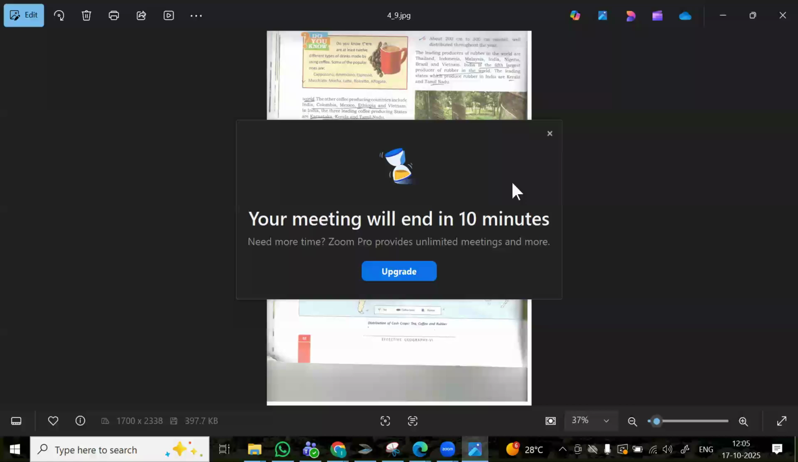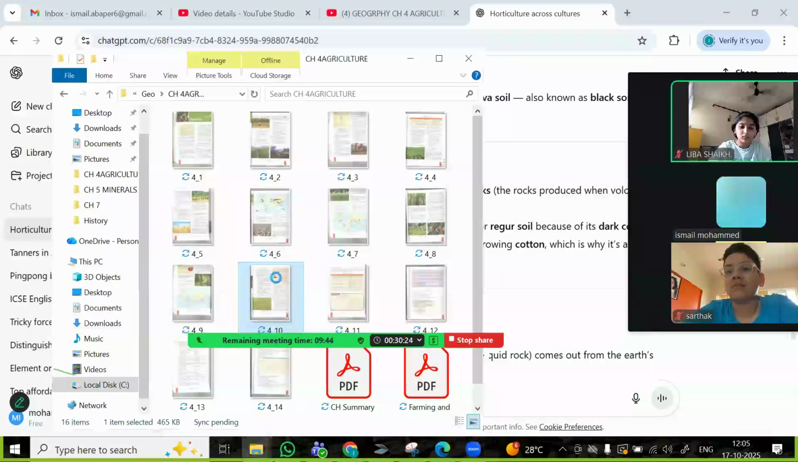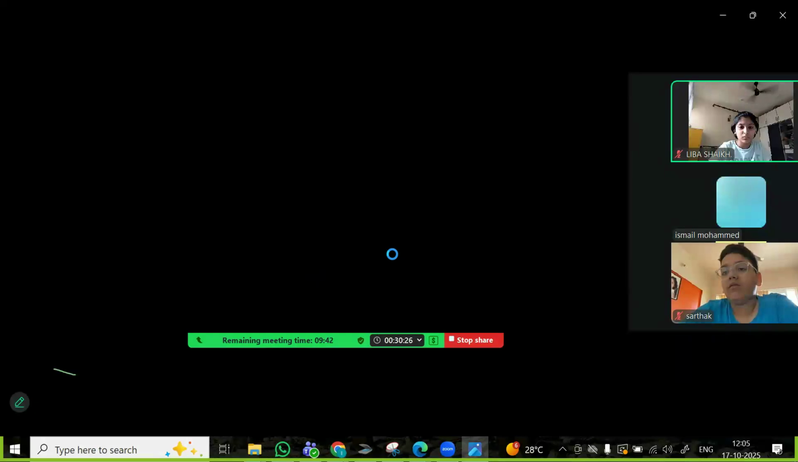As you can see, 10 minutes are left. We'll try to finish this, and if it is not finished, we will join another session. In India, you can see in the south, Kerala and Tamil Nadu. That's why it is grown there. Those are the largest producers of rubber in India.